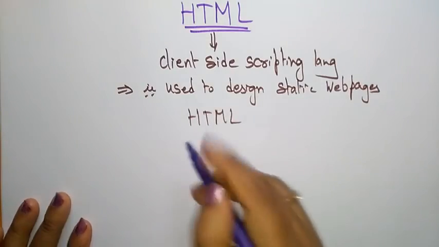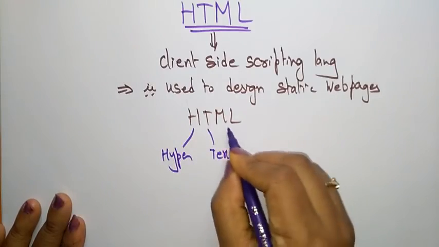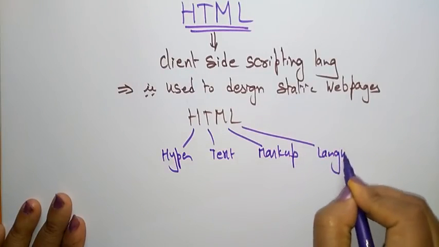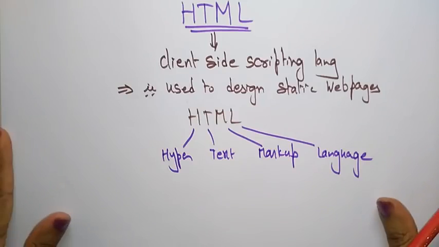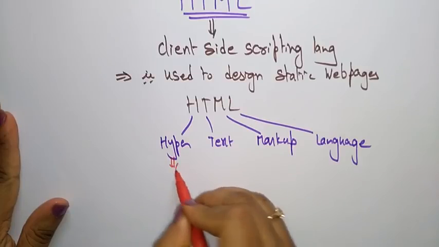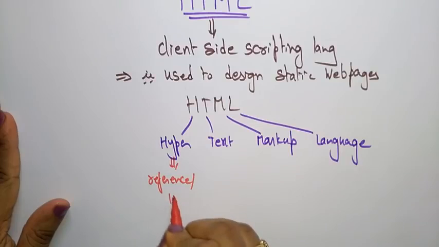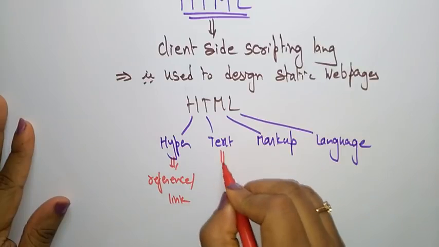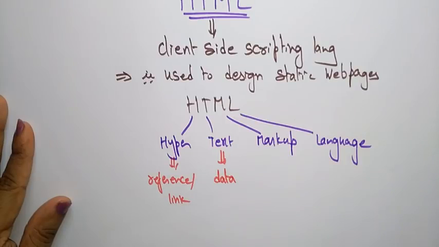HTML means hypertext markup language. H means hyper, T means text, M means markup, L is language. Hyper is nothing but a link. You call it a reference or a link. It is a link to where you have to navigate. So that is a hyperlink. And next, text is nothing but the data or information. So whatever data you want to be displayed, that information will be explained in the form of text.